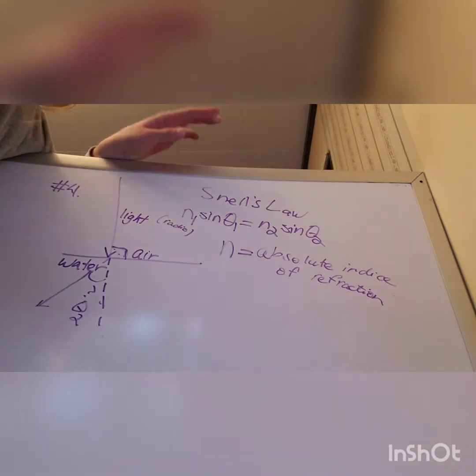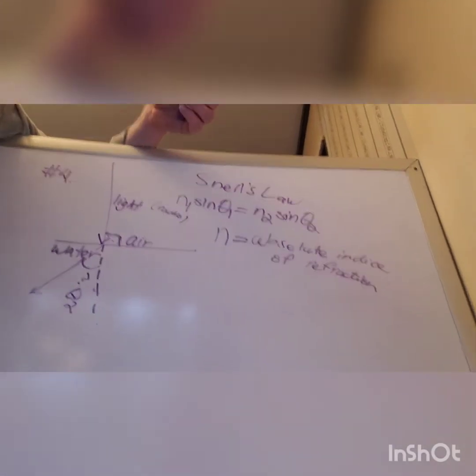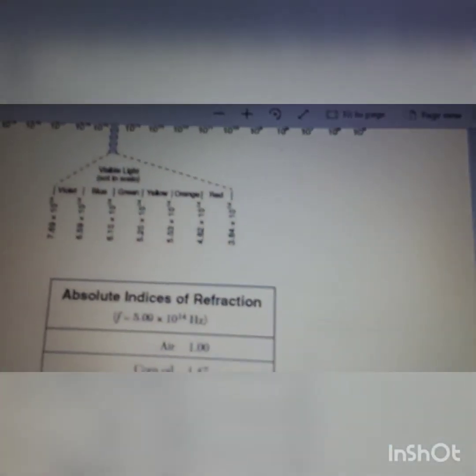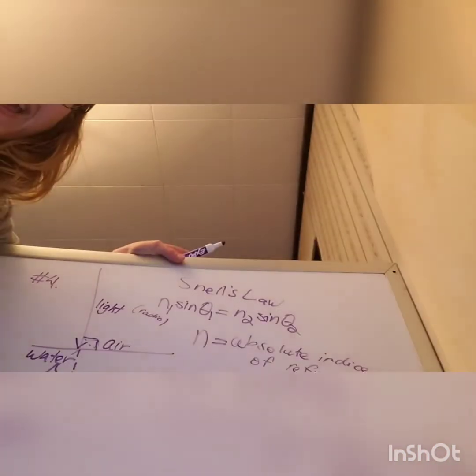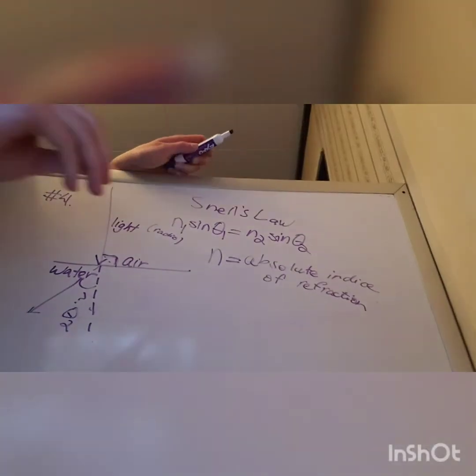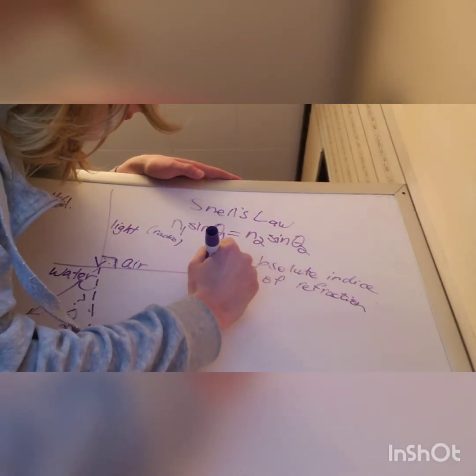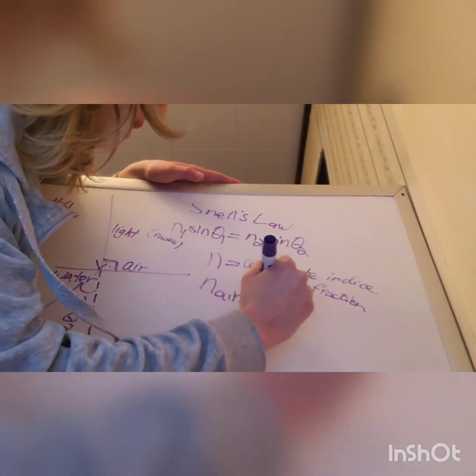If you look at page, I'm going to tilt this again, turn this around so you can see it. Can you see that? It's on page 2 of your reference table. You'll see that all those values there are N's, and the value for air is 1.